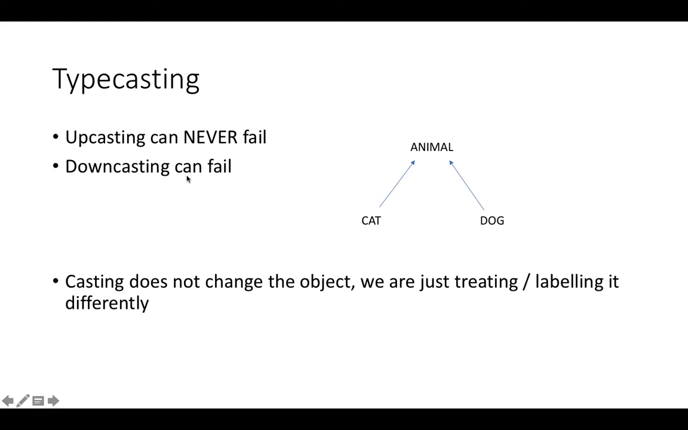But downcasting can fail. So for example, I have an animal. I'm going from general to specific here. So I have an animal, and then I'm treating this animal as a cat. But what if the animal is actually a dog? So the function that you are calling, for example, because you are treating it as a cat, you want to call canSeeInTheDark. But actually, you don't have that function inside the object because that object is actually a dog. Okay? So downcast can fail, but upcast can never fail.